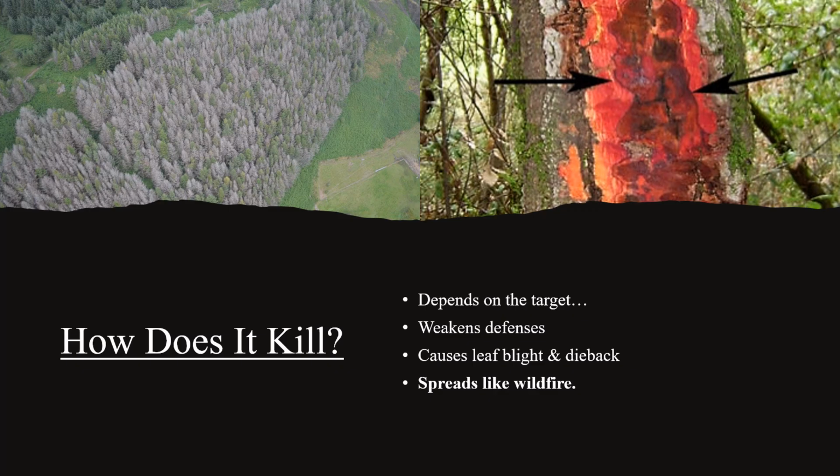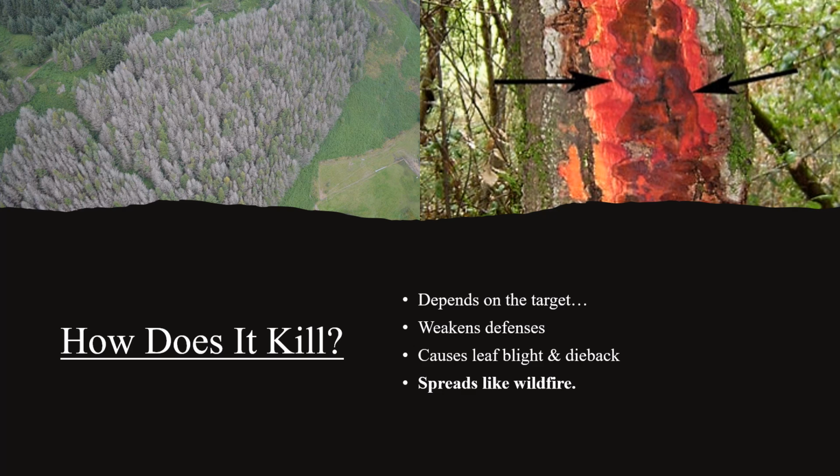The way P. ramorum damages plants varies depending on the host. In oak trees, it causes sudden oak death, a condition where dark, bleeding cankers form on the trunk. These cankers weaken the tree's defenses, making it vulnerable to secondary infections and pests, which usually finish the job. The result is large-scale tree mortality, which alters entire forest ecosystems.